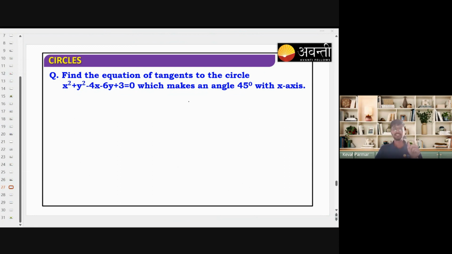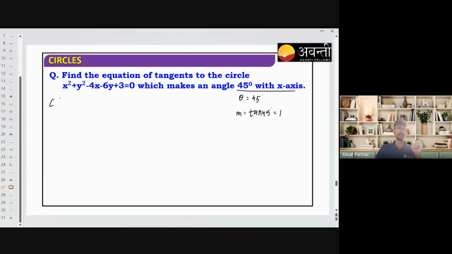Find the equation of tangents to the circle which makes an angle 45 degree with x-axis. What does this mean, guys? This is the meaning that inclination is 45 degree. That means what is the slope of tangent? It will be tan 45, which is 1. Simple, guys. Again, let's do the same thing.